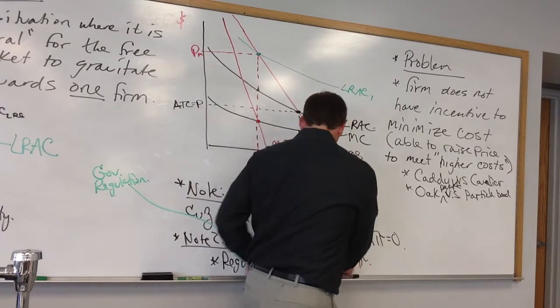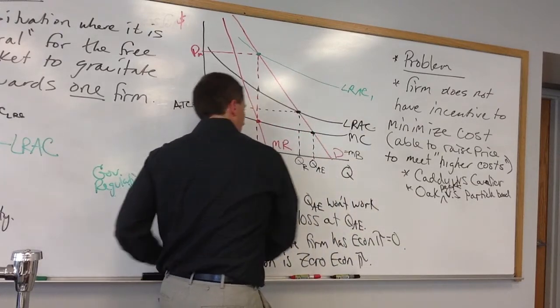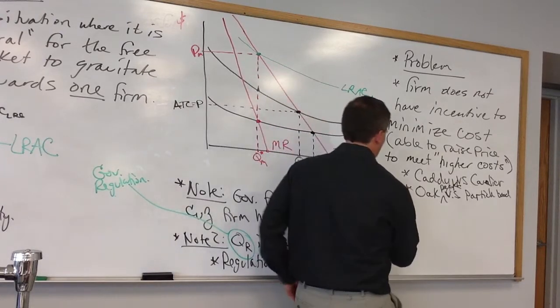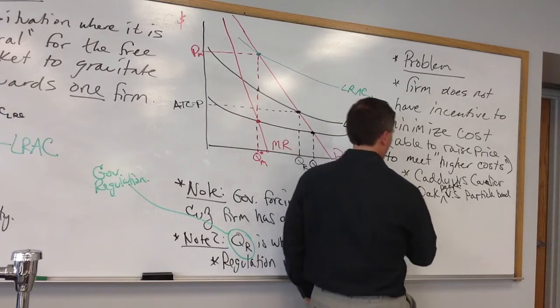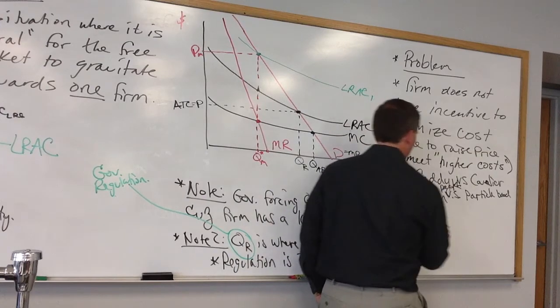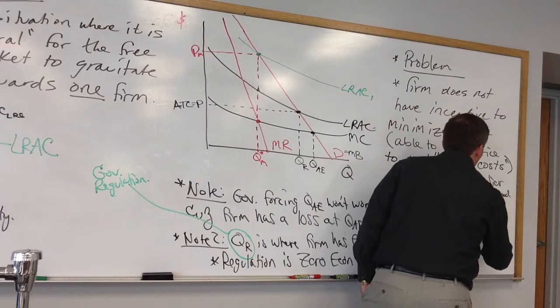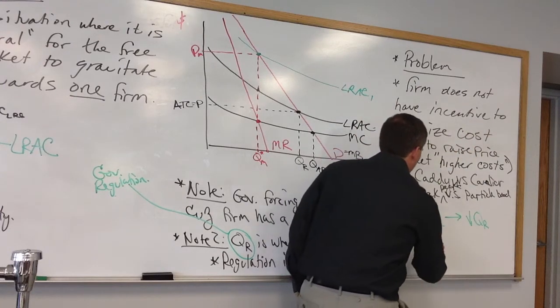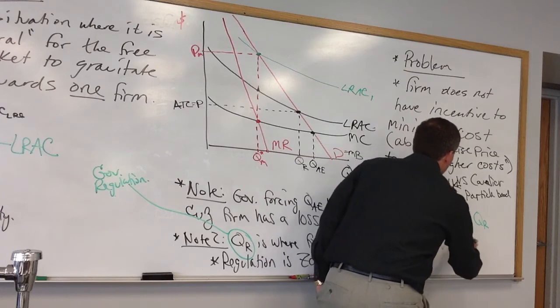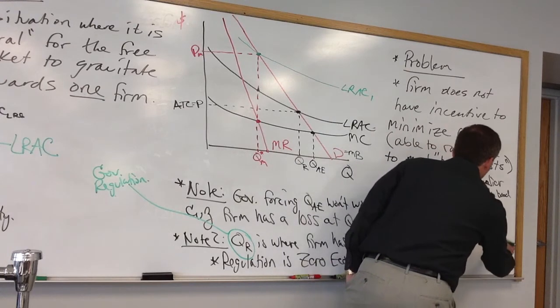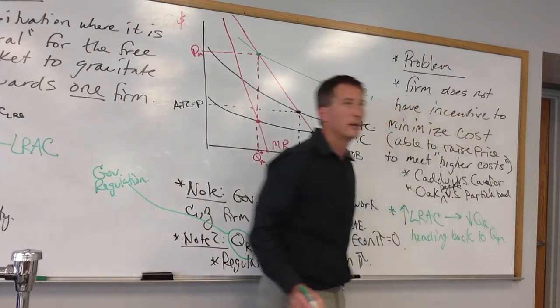All right, and so the last thing I'll add on to this is that an increase in cost, an increase in long-run average cost, leads to a decrease in QR, heading back to QM, the monopoly quantity anyway.